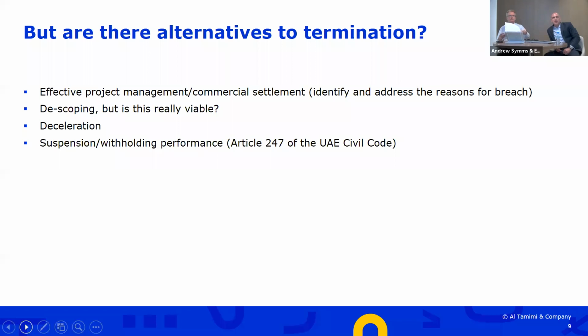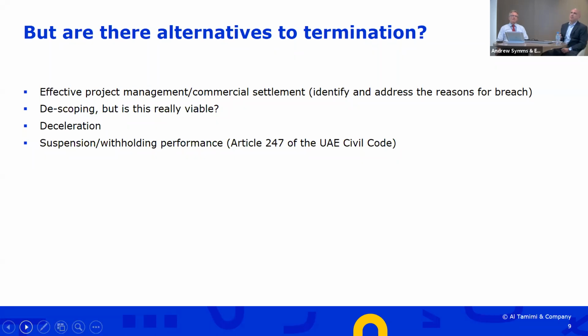This is quickly about alternatives to termination, because termination, like I say, is a very adversarial step, and so are there any kind of workaround solutions you can look at? And so possibly there are. If you are an employer and you're looking to terminate a contract, I think it's necessary to look at the reasons for the contractor's non-performance. If you actually identify the reasons for non-performance, it may be possible to look at ways to actually address this.